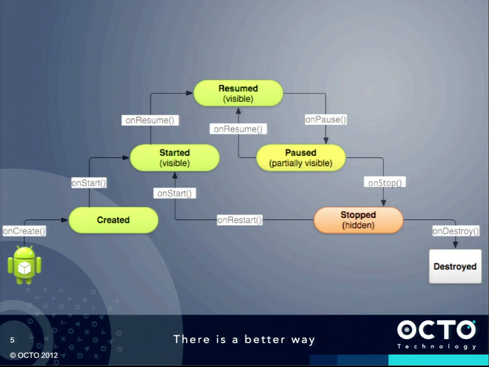Anybody who's looked at the Android documentation is probably familiar with this diagram here. This is a diagram of the Android application lifecycle. You can think of an application on Android sort of as a process.